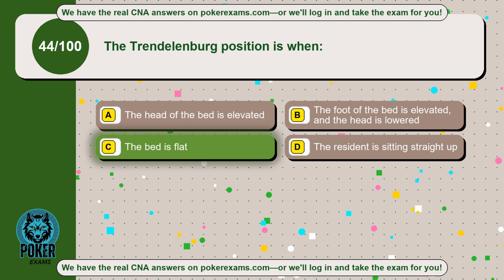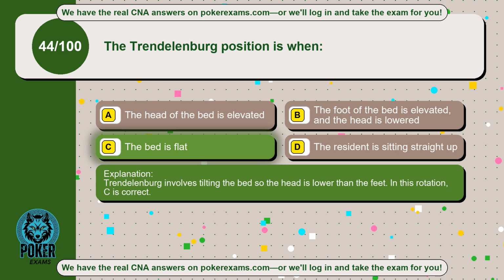The correct answer is option C. The bed is flat. Trendelenburg involves tilting the bed so the head is lower than the feet. In this rotation, C is correct.